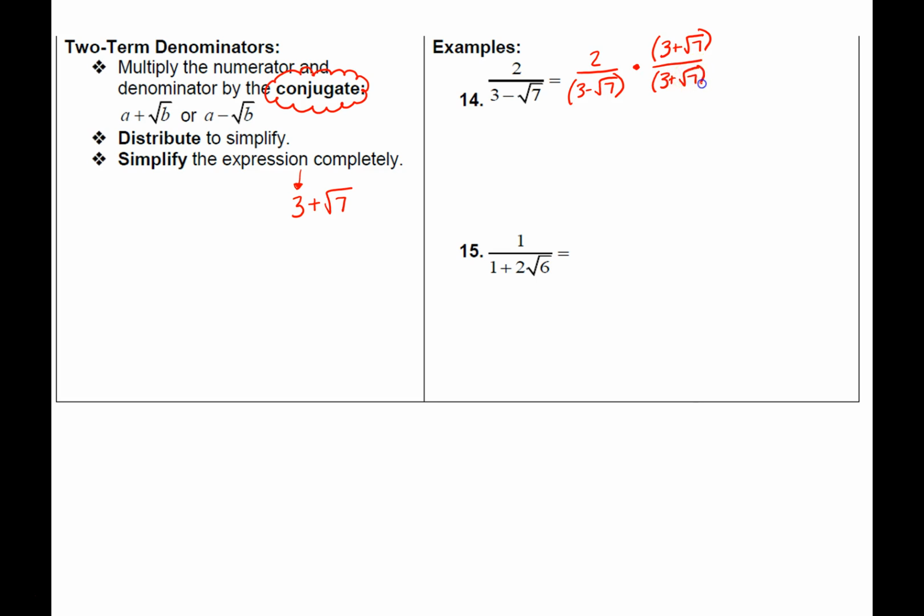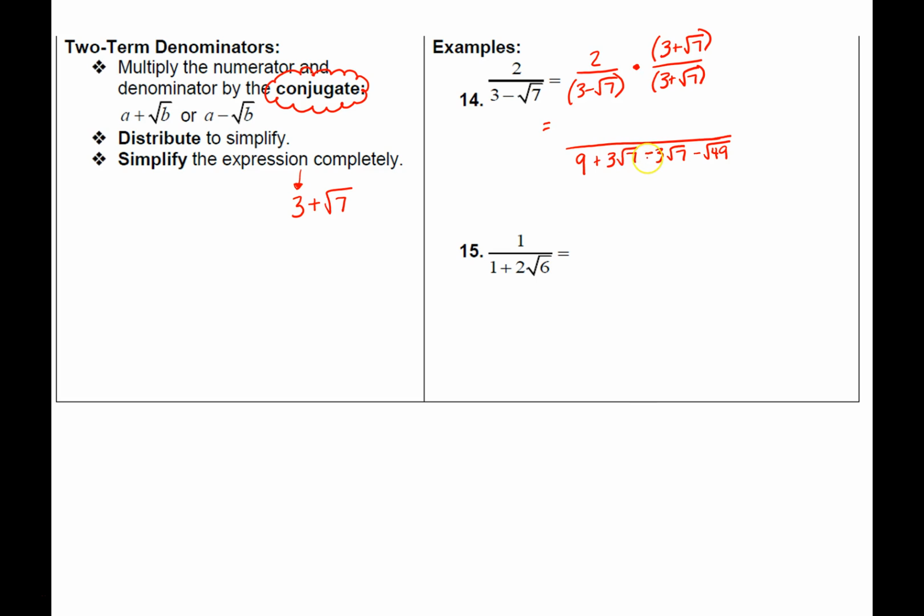Let's just look at our denominator for a moment. 3 times 3 is 9 when I distribute. 3 times square root of 7 is positive 3 square roots of 7. When I do negative square root of 7 times 3, I get minus 3 square roots of 7. And then when I do my last, negative square root of 7 times square root of 7 is negative square root of 49. Now I know that looks rough, but notice a couple of things here.